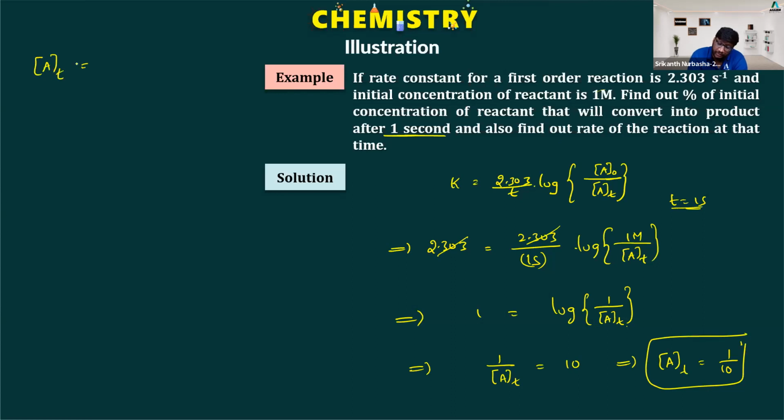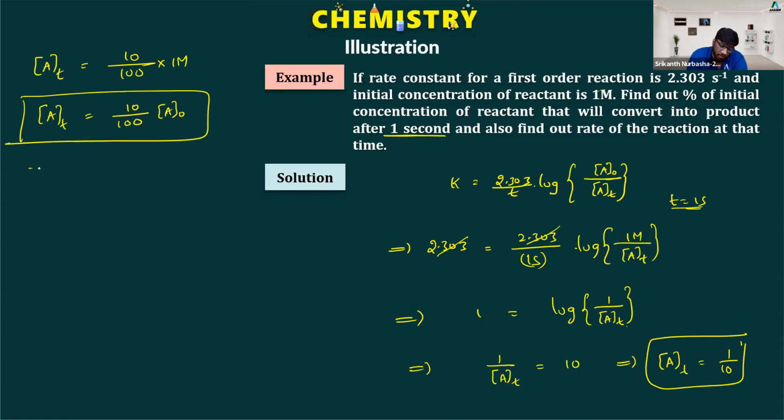How can I write that? I can write as 10 by 100 into 1 molar, or not. So concentration of A at time T is equal to 10 by 100 times that of 1 molar, which is the initial concentration. So what happened? How much is converted? Therefore, 10% of reactant is remaining. Concentration of A at time T is 10% of the initial reactant. So how much is converted? 10% remaining, 90% converted.